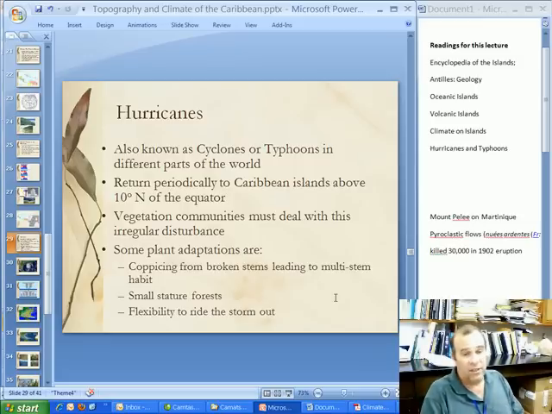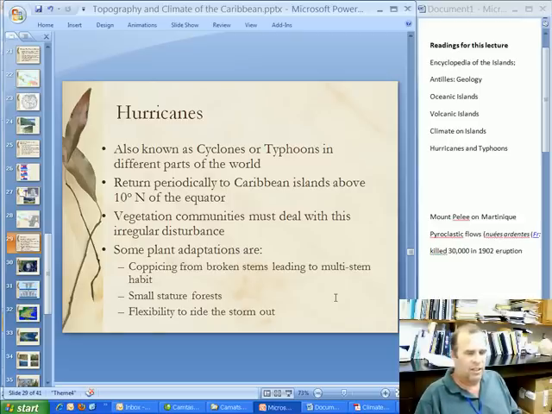Hurricanes are a fact of life in the Lesser Antilles. Above 10 degrees north of the equator, you're always going to get hurricanes. And so vegetation communities must deal with these hurricanes. We all know what hurricanes are.